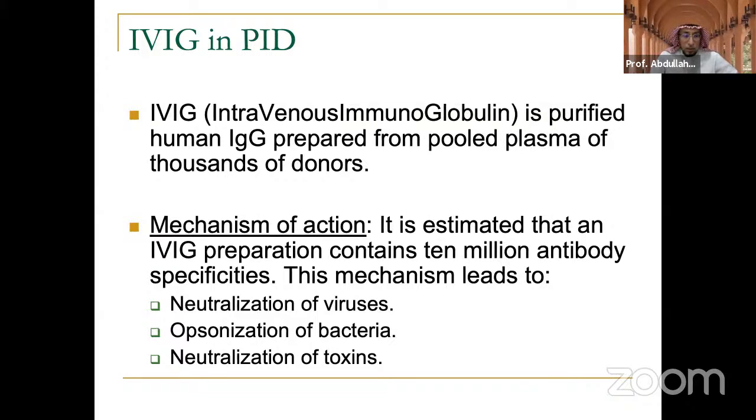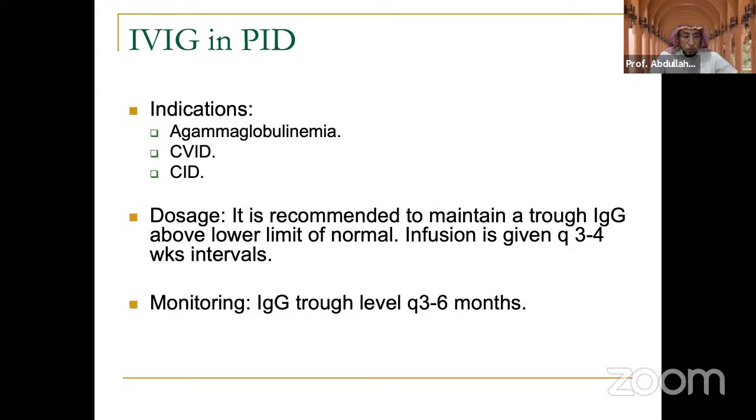Just a couple of words about IVIG used in the treatment of antibody deficiency, hypogammaglobulinemia. They are basically human IgG prepared from pooled plasma of thousands of donors, usually more than 10,000 donors, and it's used as a replacement therapy for patients who have hypogammaglobulinemia. It can be used either IV or subcutaneously, and the trough level should be monitored until we reach a satisfactory level.